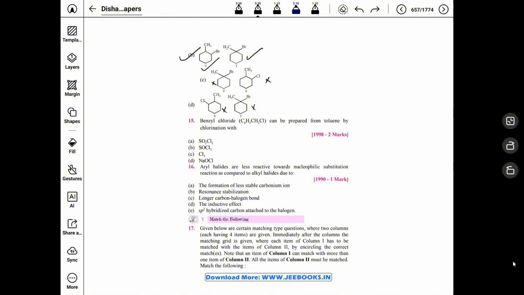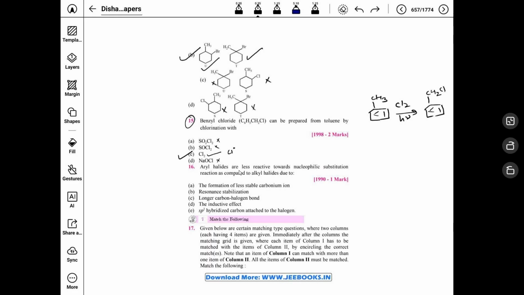Now question number 15. Benzyl chloride can be prepared by chlorination of toluene. This is possible only when you do the radical reaction, and for the radical reaction you need chlorine in the presence of light. So therefore only this is the source of the Cl radical, and the rest of the reagents you can easily rule out. So the correct answer is C.